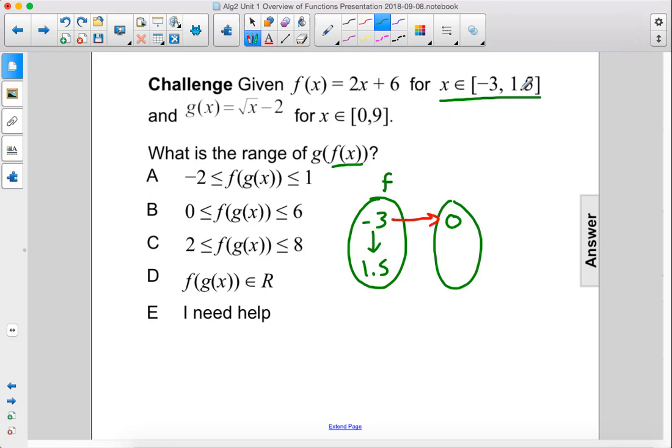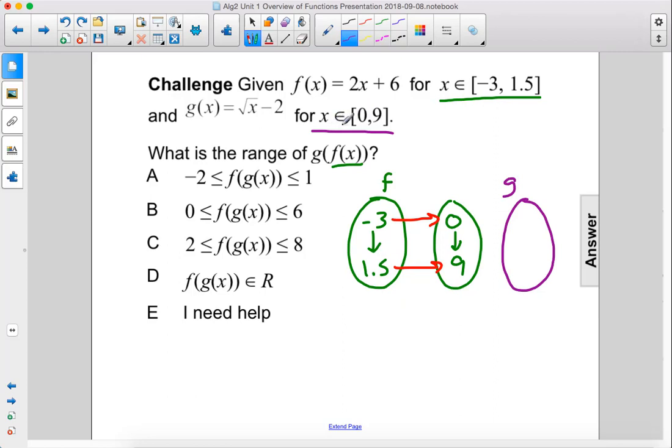And if we put in the largest value, 1.5, that would be 2 times 1.5, which is 3, plus 6, which is 9. So we're going to have values that are between 0 and 9 as our outputs for the inner function. Then we have our g function over here. So the inputs are going to be from 0 to 9, which is actually stated right here.